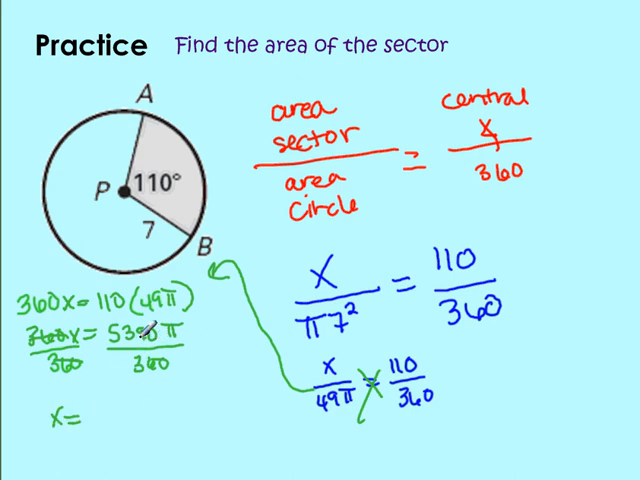Now, if we want an exact answer, we'll want to just simplify this fraction. So 5,390 divided by 360 ends up being 539 over 36 times pi units squared. For an approximate answer, which is acceptable because they do not specify in this problem, we will multiply pi with 539 over 36. This will give us about 47.04 units squared.